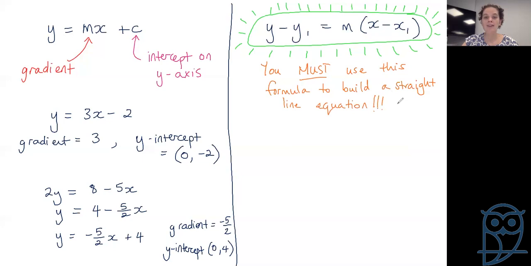If you want marks, use this formula. What do you need? Well, y and x are variables that are heading into our equation of the straight line. So we need this y1, x1, and we need this m. Well, we've come across all of this before. M is gradient.